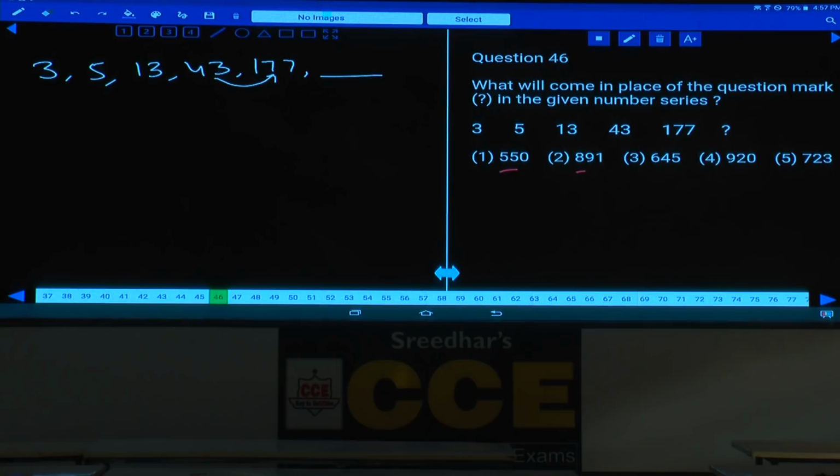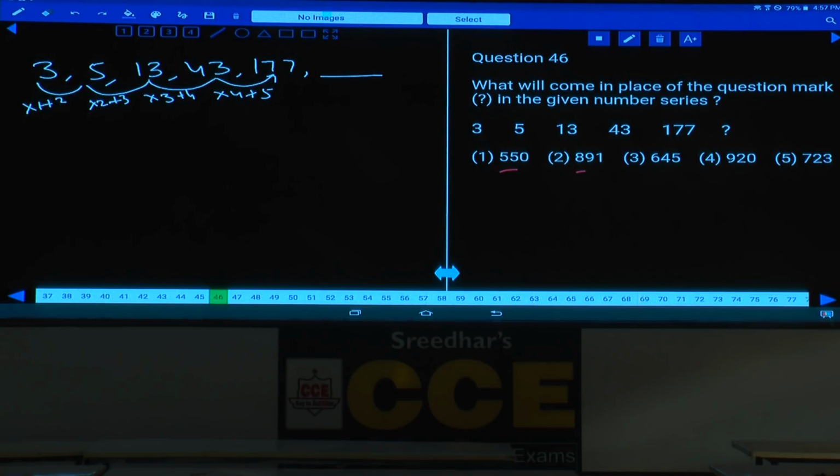43 and 177, what is the relation here? How to write this one? 43 into 4 is how much? 172, isn't it? 43 into 4, 86, 172. 172 plus 5, so into 4 plus 5. Then coming to 13 and 43: 13 into 3, 39 plus 4 is 43. And this is the advantage we have by starting with the highest numbers. Then 5 and 13, 5 into 2, 10 plus 3 is 13. Next one, 3 into 1 plus 2.